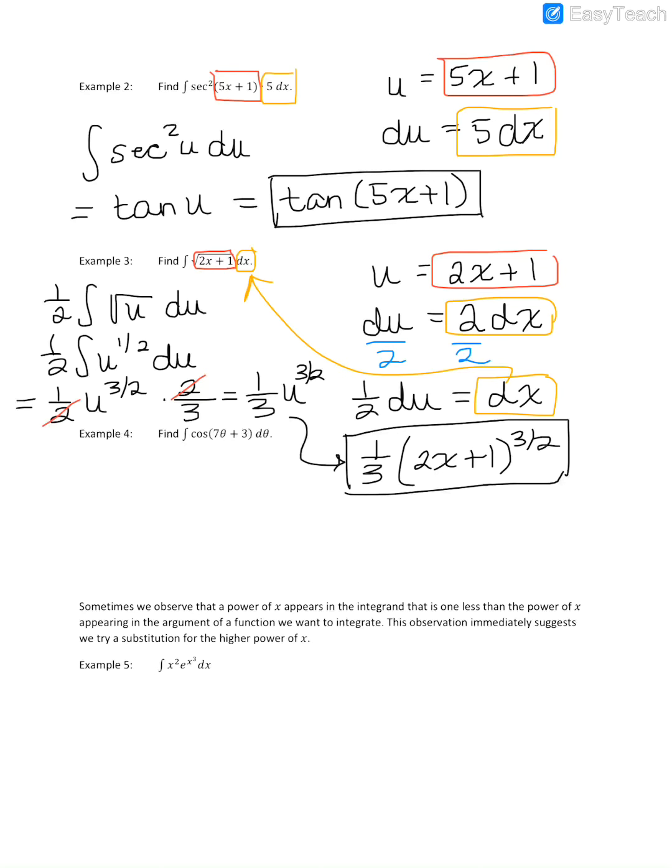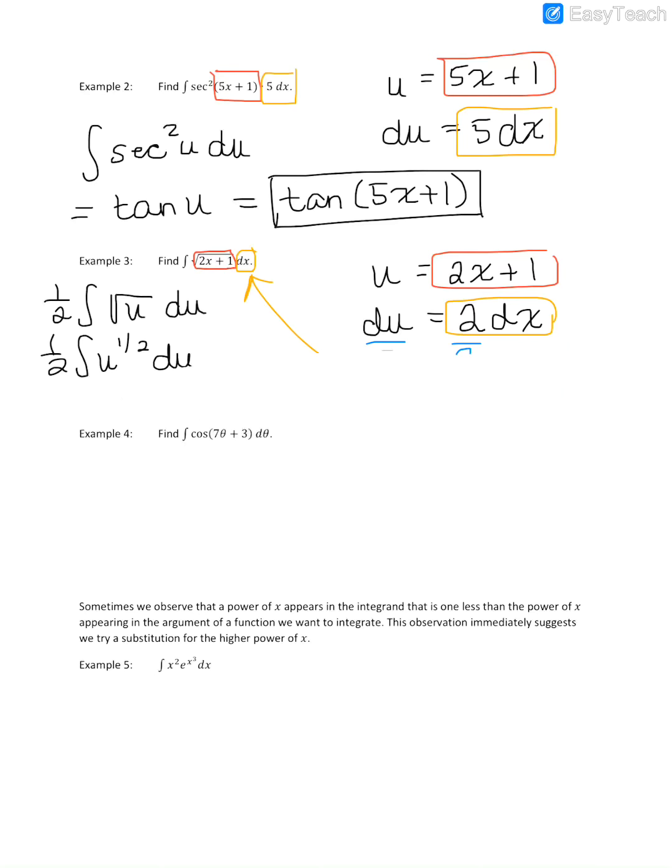Very similar to number 3. It says find the integral of cosine (7 theta plus 3) d theta. So remember, on this one, if it was just cosine theta, that's easy. I know how to do the integral of cosine, but it's not. It's cosine (7 theta plus 3). So that's kind of what we want to substitute for.